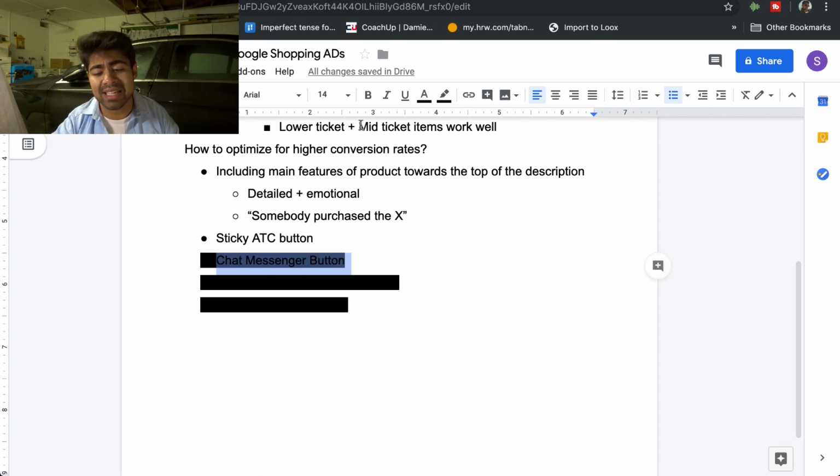But along with having a sticky add to cart button, there's one more thing related to customer support that you need to have on your store if you run Google Shopping ads, and that is a chat messenger button.